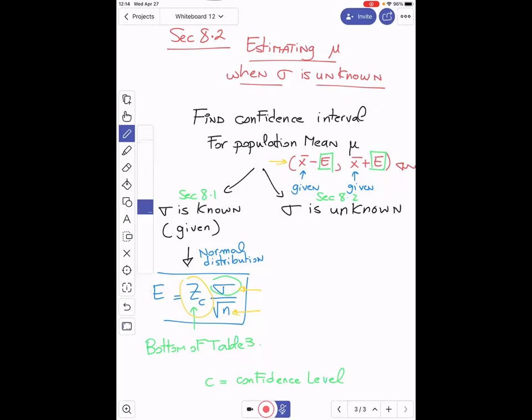It's just that because sigma, the population standard deviation, is unknown, we're gonna use the sample standard deviation, not the population standard deviation. But we can compute the standard deviation of our sample. We have a sample, we can compute the standard deviation, and that will be your S. So instead of using sigma, we're gonna use S, the sample standard deviation.